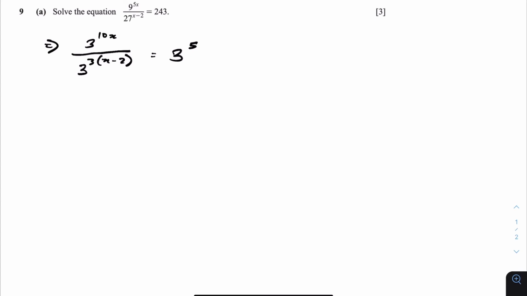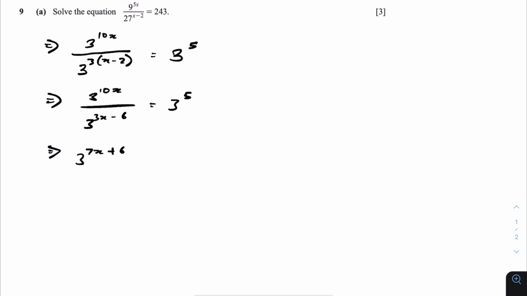So we have that. Now, we can simplify it further as 3 to the power of 10x divided by 3 to the power of 3x minus 6, which is equal to 3 to the power of 5. Now using laws of indices, so we're dividing here, so that means that the exponents are subtracted from each other. So that's 3 to the power of 7x plus 6, actually, because if you look at it over here, it would be 10x minus, and then in brackets, 3x minus 6, which is equal to 10x minus 3x plus 6. Don't make that mistake. It's a very common one that I almost just made.